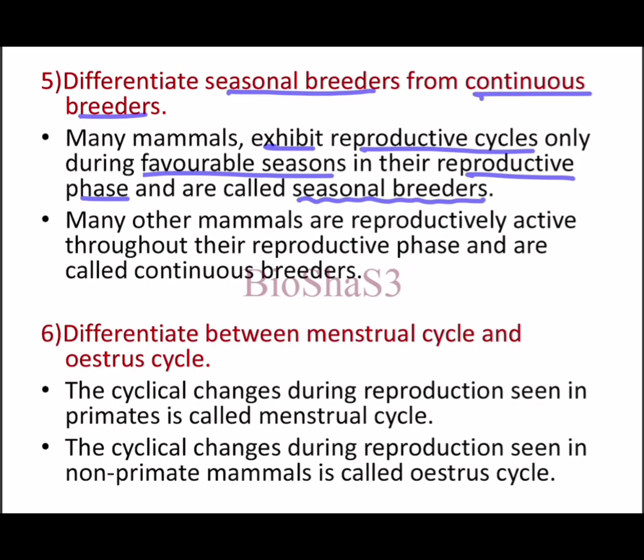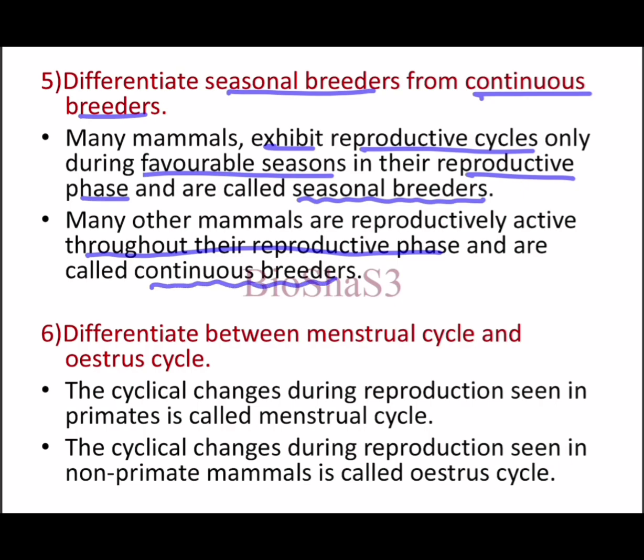Only in one particular season the reproductive phase will be more active. The reproductive cycle will be more active in relation to one particular season. They are called seasonal breeders. Many other mammals are reproductively active throughout their reproductive phase and are called continuous breeders.